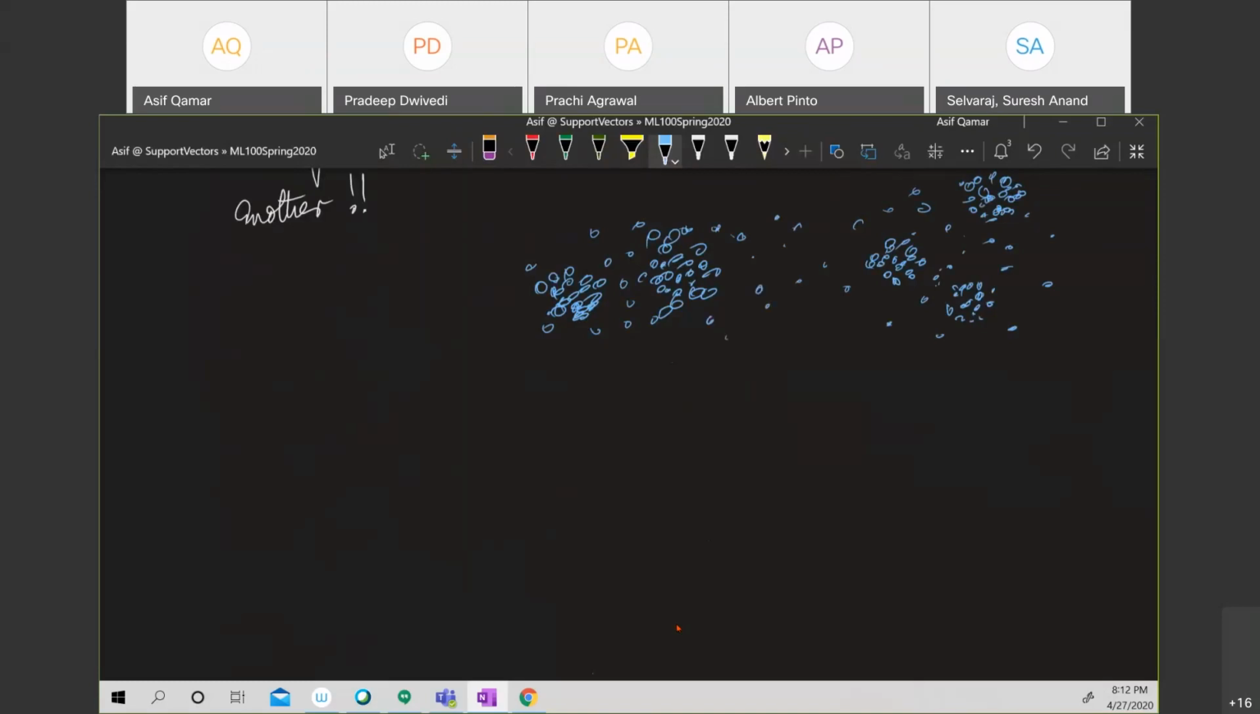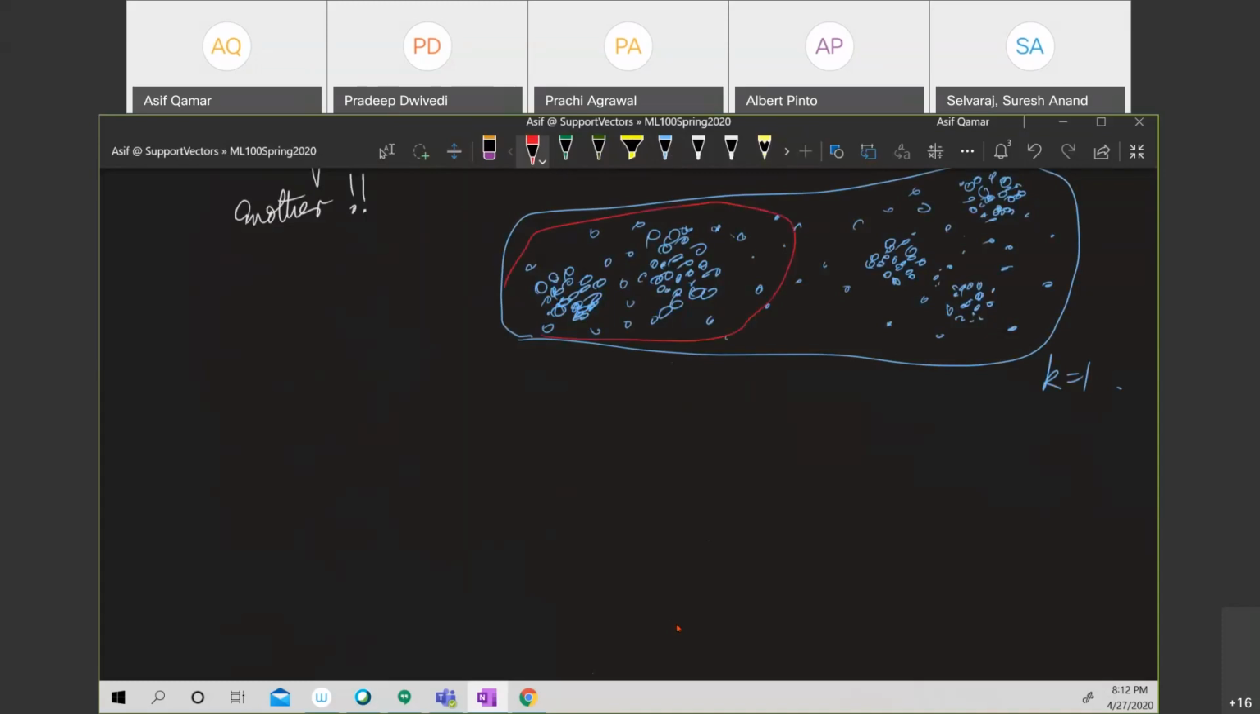So the question is, how many clusters do you see? If you look at this data, how many clusters do you see? Well, it's hard to say. You can argue that the entire thing is one cluster. Right? So this is your k is equal to 1. There is just one cluster. You can alternatively argue that there are actually two clusters. They are this and, sorry.